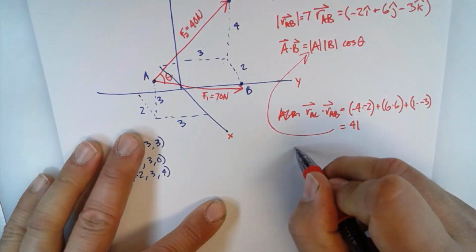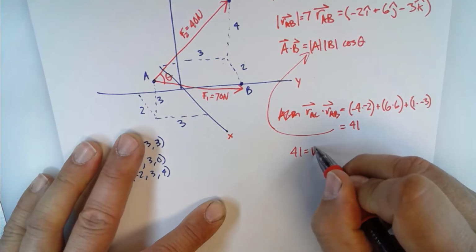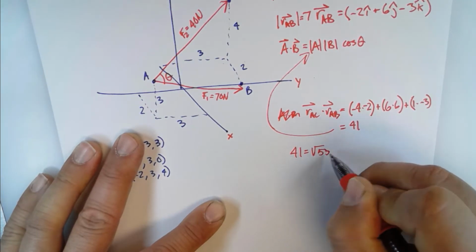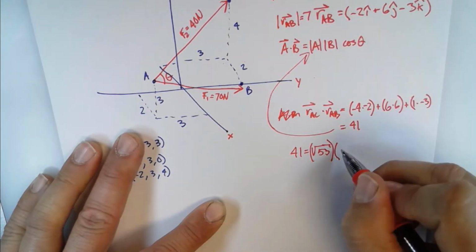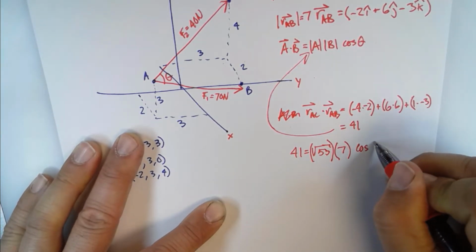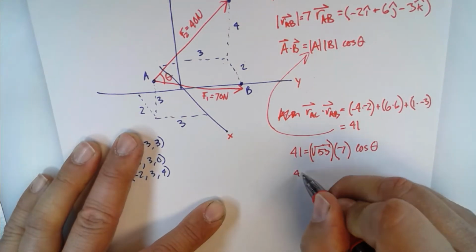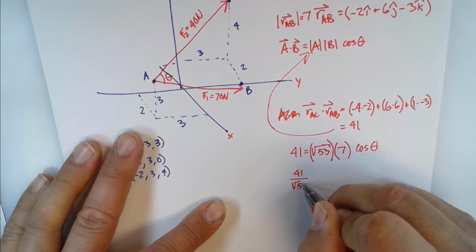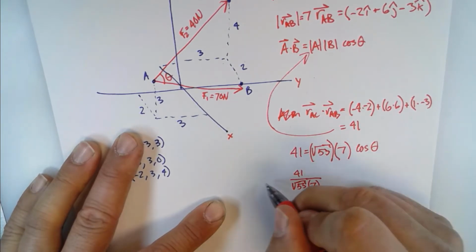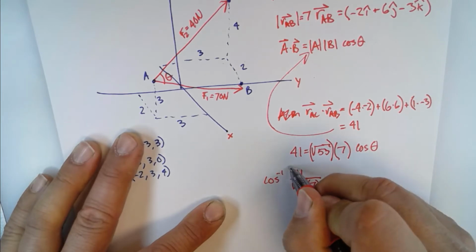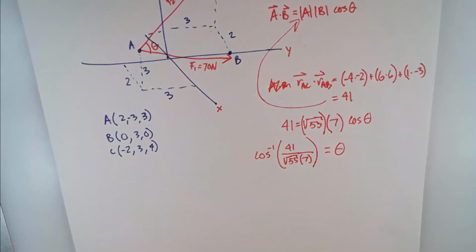So then I can substitute that back into this, and I'm going to say 41 is equal to the magnitude of AC, root 53, times 7 times cosine theta. So 41 divided by root 53 times 7, inverse cosine, equals theta.